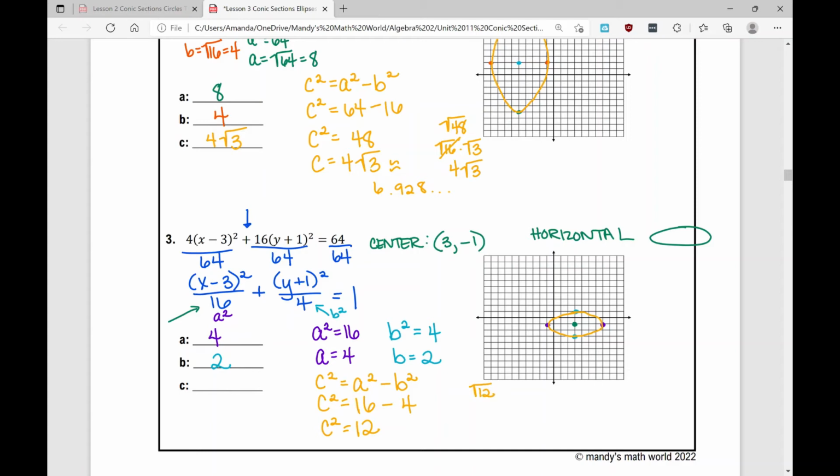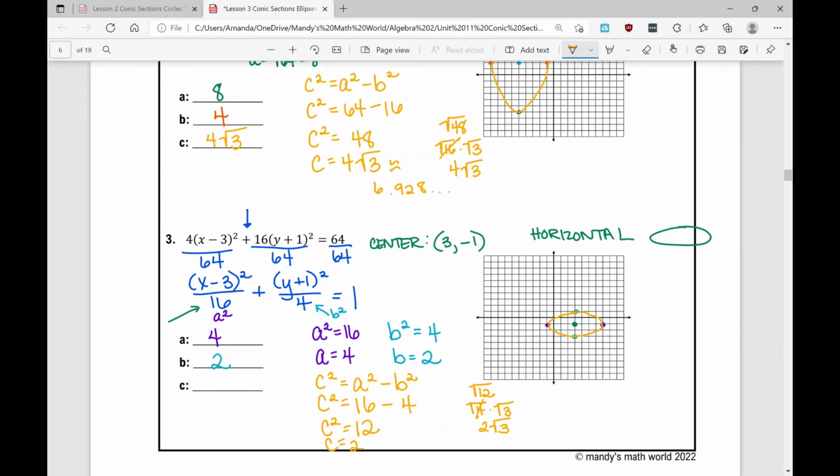the biggest perfect square that goes in there is 4. So the square root of 4 times the square root of 3. The square root of 4 is 2. So I can rewrite this as c equals 2 square roots of 3. And that's the value of c.